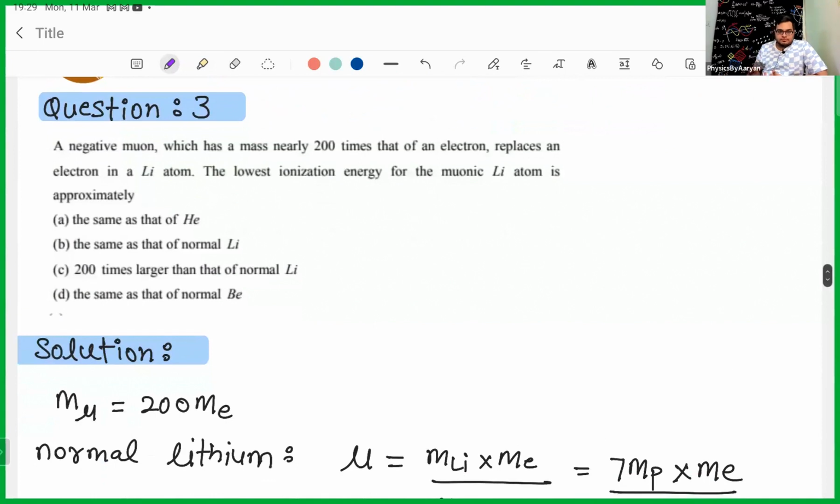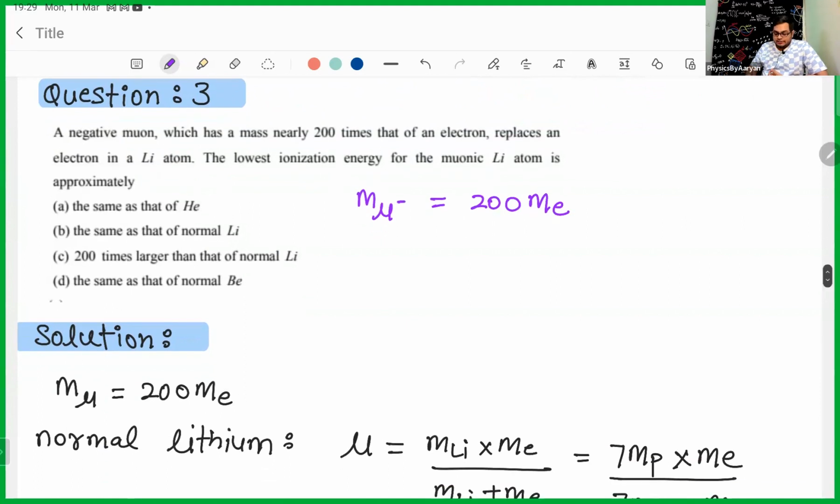A negative muon, which has nearly 200 times the mass of an electron. So the mass of the muon, mu negative, is 200 times the mass of electron. It replaces an electron in a lithium atom. So again I'm making changes in an atom. I have a lithium atom. In this lithium atom I didn't change the nucleus. I changed the electron with the mu, which is basically muon, and the mass of this muon is 200 times mass of electron. So I put the muon in place of the electron.